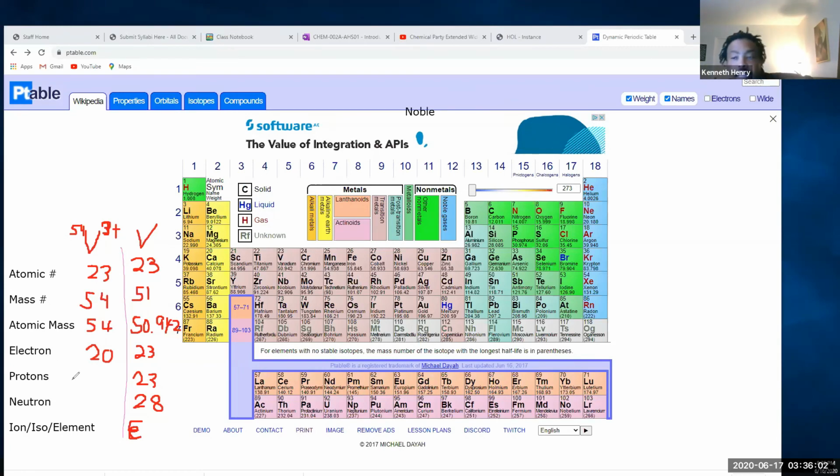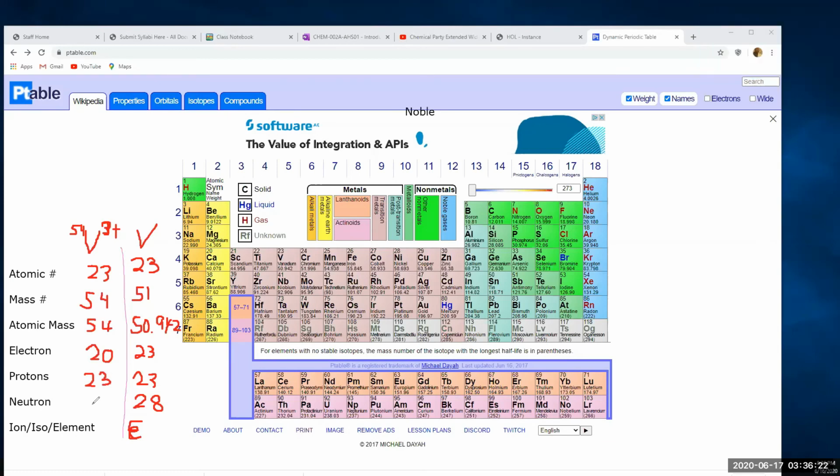Okay, so then how many protons do we have? 23. Because you can never change the number of protons. That always defines the element. It's always going to be the same. Number of neutrons? It's 54 minus the 23. What is it? 31. Okay.